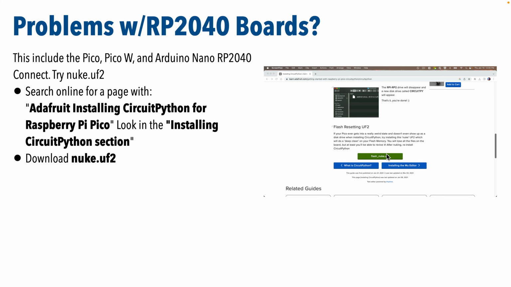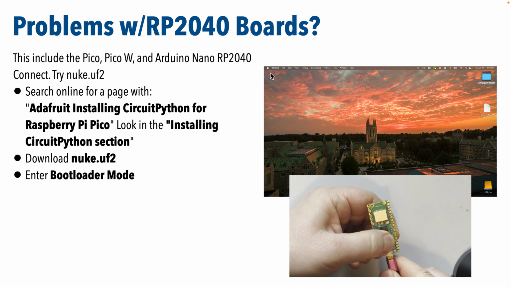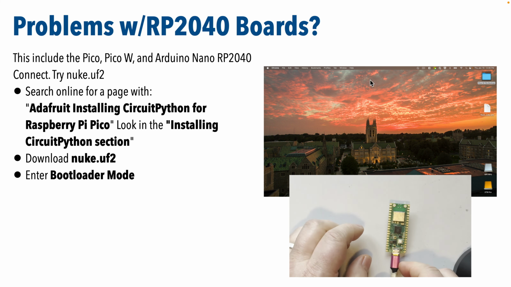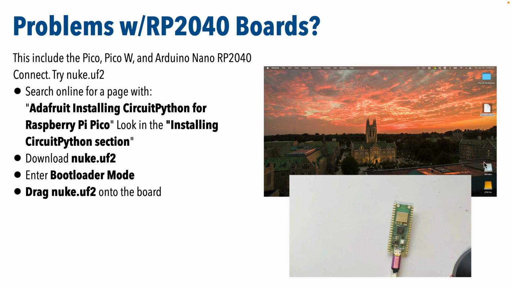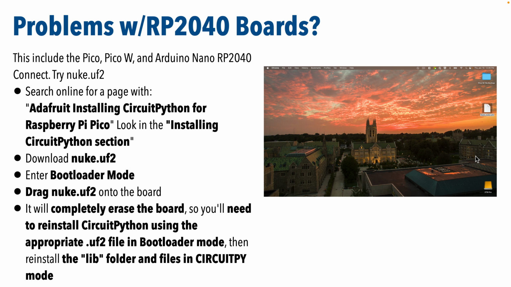Again, for my students, nuke.uf2 does not work on the CPB, but if your Pico W board gets flaky and any other fixes don't work, try this. Download the nuke UF2 file, enter bootloader mode by holding down the BOOTSEL button on your board and plugging your board back in. Then the board should mount with the name RPI-RP2, then drag nuke.uf2 onto your board. That should totally wipe out all files on your board, so you're going to have to do a complete reinstall.